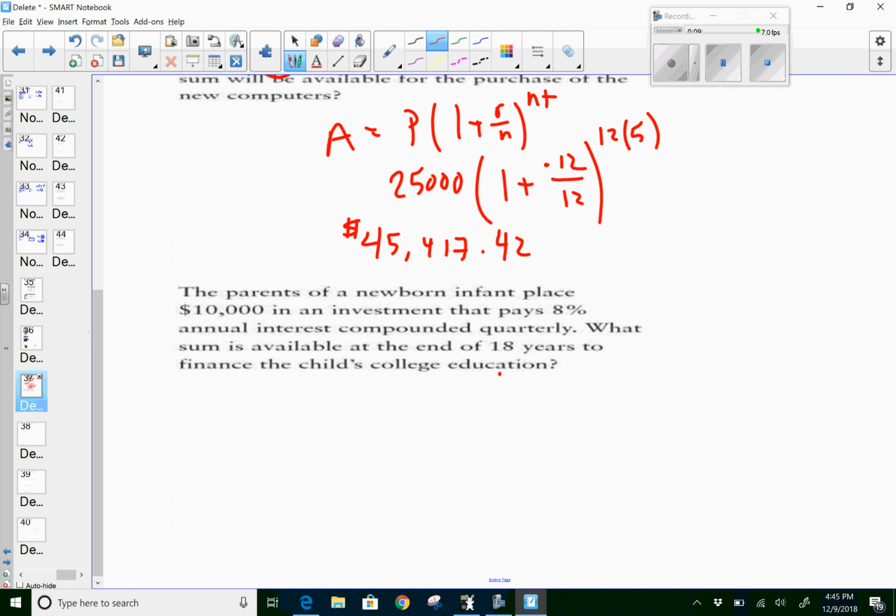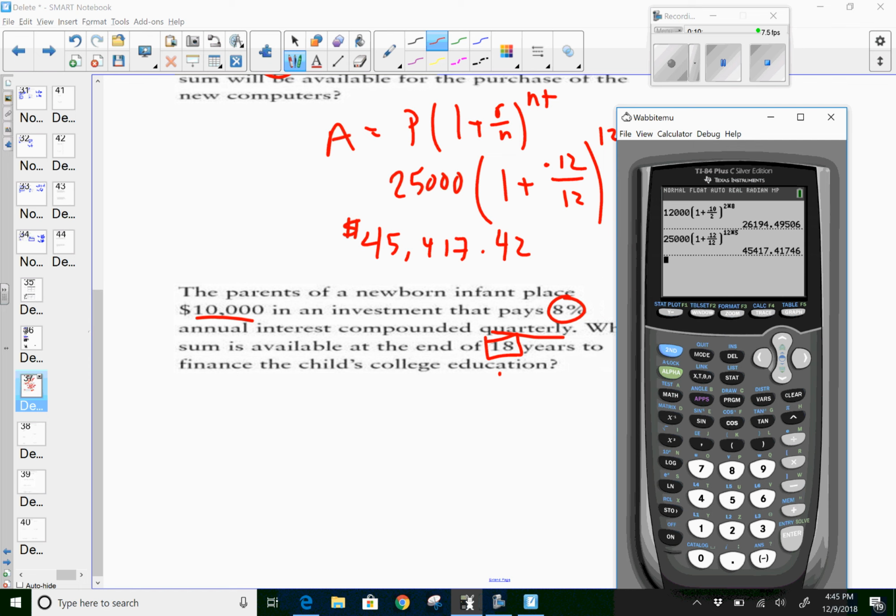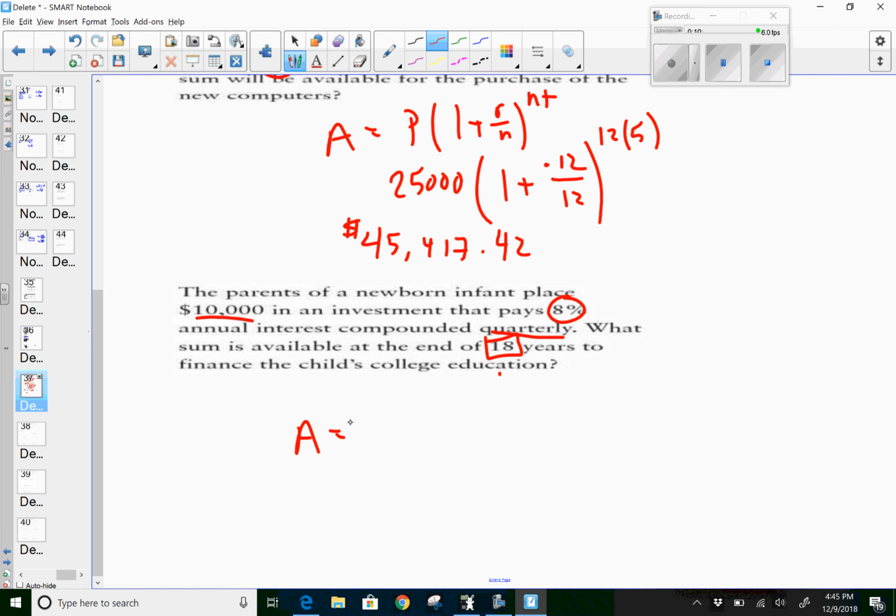Parents blah, blah, blah, 10,000, 8% annual interest compounded quarterly. So 8%, 10,000, 18 years is going to be what we have to do. So I'm going to go ahead and do the plugin. I'm not going to write the formula this time because I think you get the idea. So it's going to be 10,000 times 1 plus, the R is 8%, so 0.08 divided by quarterly, which is 4, and that's going to be to the 4 times 18 years.